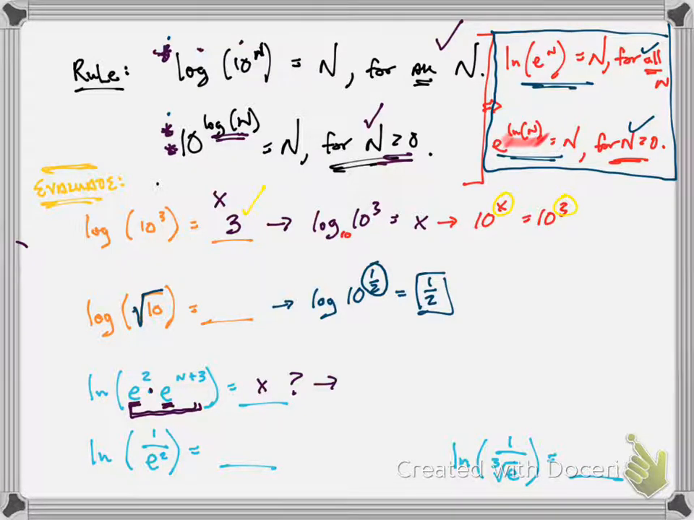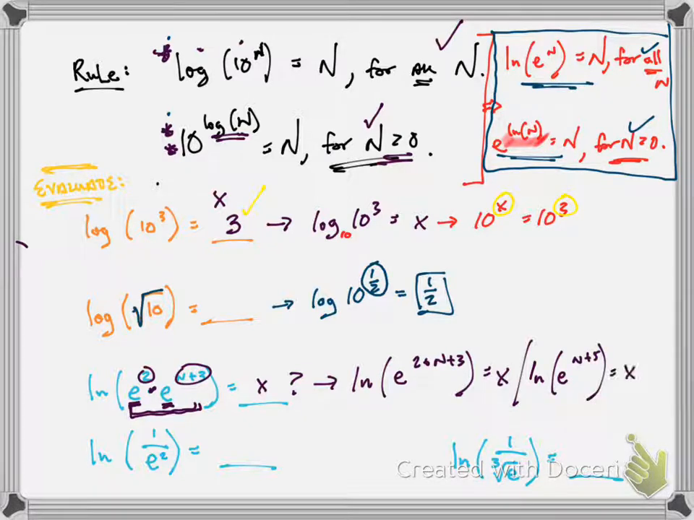Let's go back to our exponent rules. When you multiply two numbers of the same base, you're going to add your exponents. So I could rewrite this as the natural log of e to the 2 plus n plus 3 is equal to x. Well, 2 plus n plus 3 is n plus 5, so we've got the natural log of e to the n plus 5 is equal to x. The natural log of e to the n plus 5 is n plus 5, so x must be n plus 5.